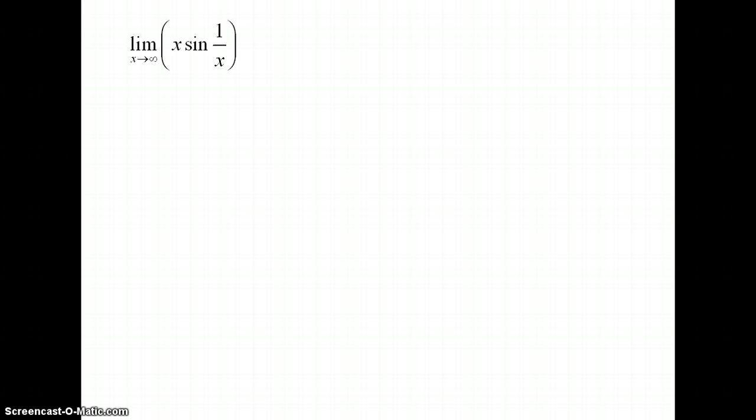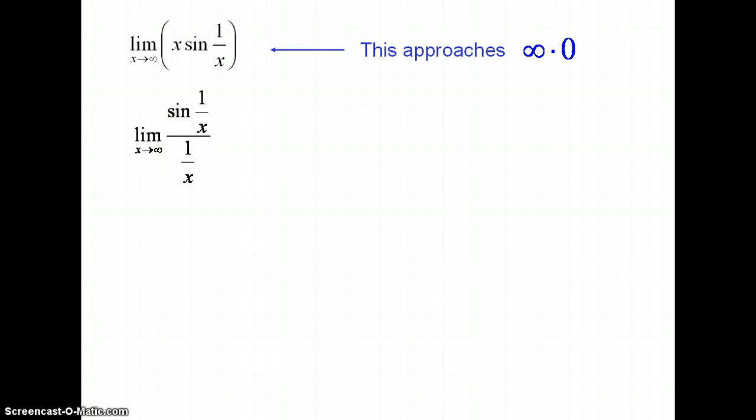Here you go. If you plug in infinity, in this case, you get infinity times the sine of 1 over infinity. Now that would be the sine of 0. So if you let x go to infinity, what you'd see here is you get infinity times 0. Okay, and now you're not allowed to use L'Hopital's rule because you don't have a quotient of 0 over 0 or infinity over infinity. But there's a trick here: you can rewrite what you're taking the limit of as sine of 1 over x, divided by 1 over x. Okay, and then you get 0 over 0.